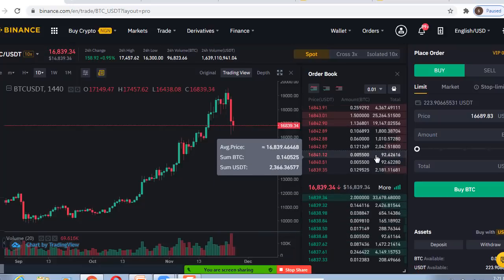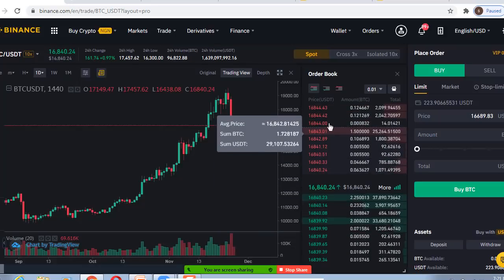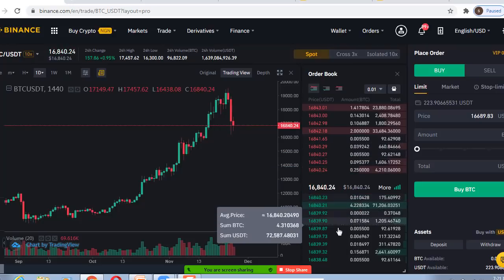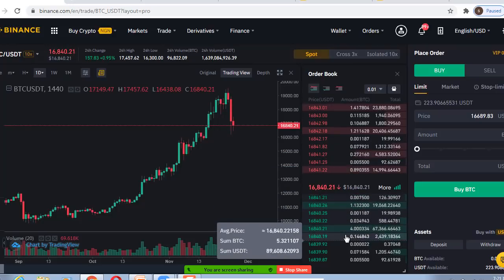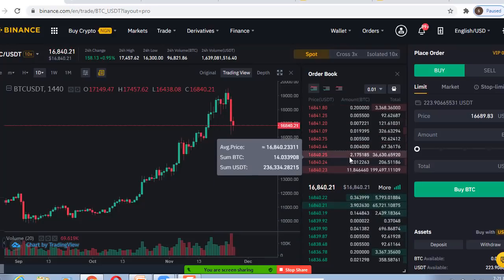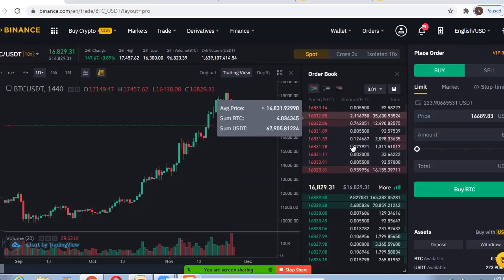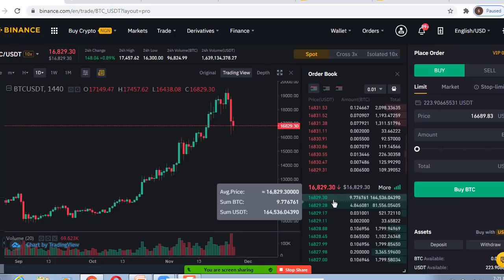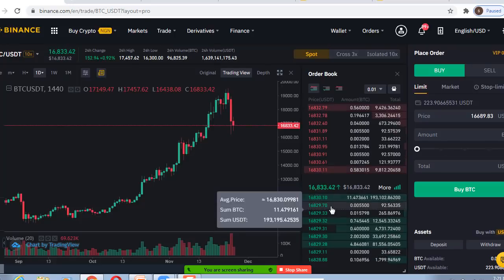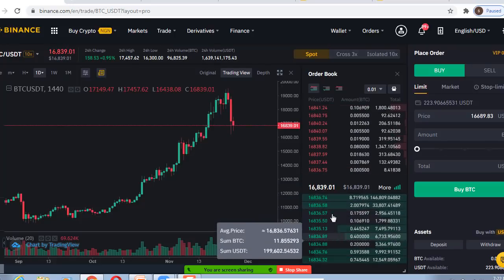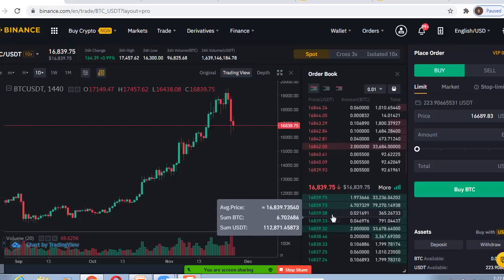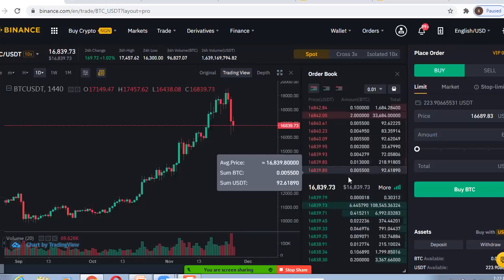Now, if it is a sell, you will see it at the red option. If it is a buy, you see it on the blue option. I don't know whether people are getting it. If it's a sell, that's if the person placed an order to sell Bitcoin, it will be here, the red side. And if the person placed an order to buy Bitcoin, it will be on the buy side. That is the green side, okay?